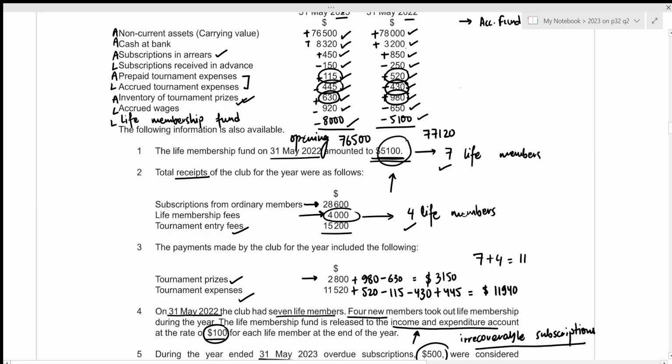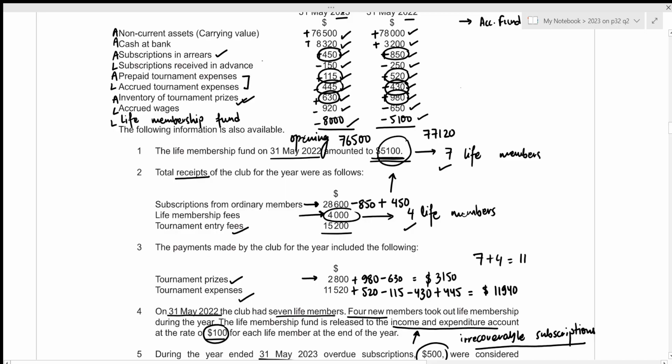Now let's take a look at the subscription in arrears. Let's start with the opening balance. So this is the 850, which refers to the subscription fees of last year, which are yet to be paid by the members. So the focus here is that these are the fees for last year. So we should not be showing this as the fees of the current year. That is why we should be subtracting the amount of 850. And the opposite will be for our closing balance. So these 450 refer to the subscription fees for the current year, which we are yet to receive. So we need to show it as a subscription for the year by adding it.